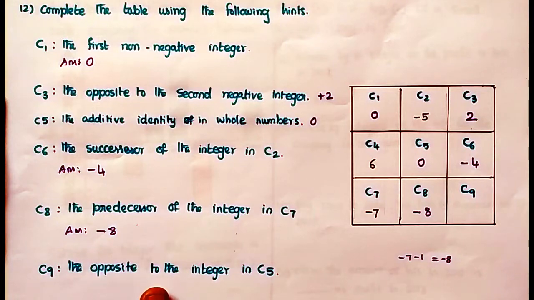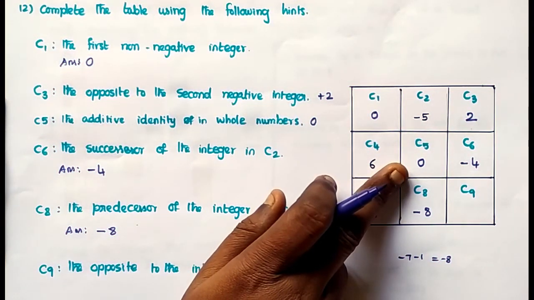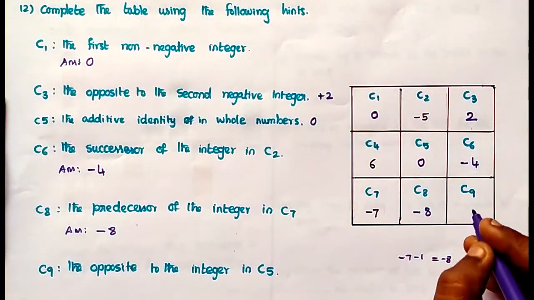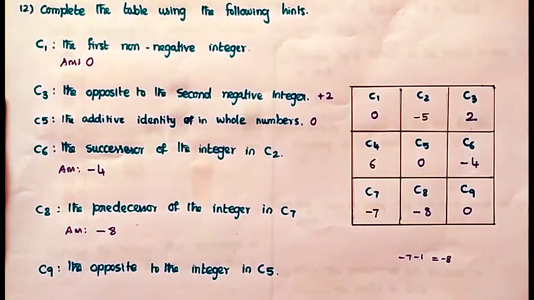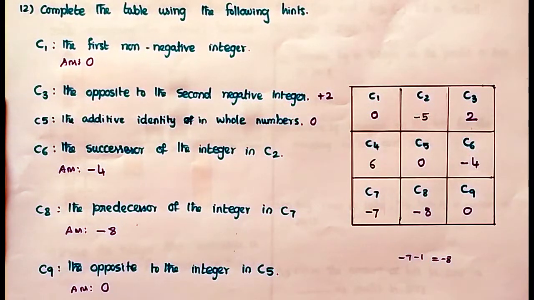Next one, the opposite to the integer in C5. What is the integer in C5? 0. The opposite is the same, 0. So answer 0. That is the answer.